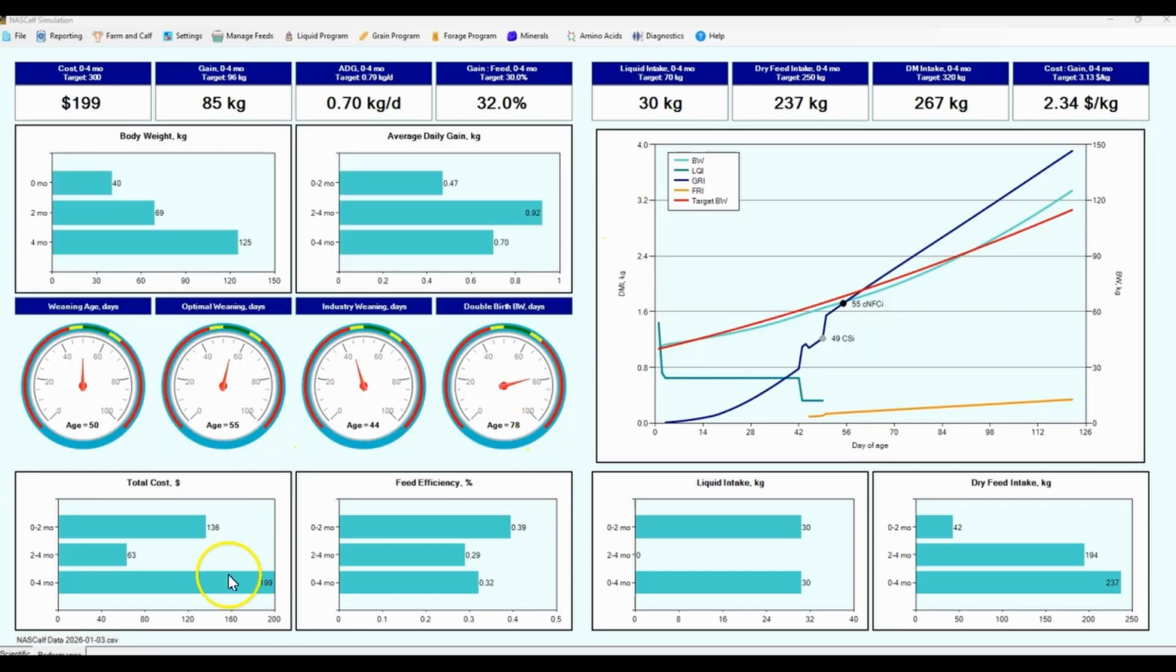On the performance screen, we can see the total liquid intake is about 30 kilograms of dry matter from birth through 2 months of age. No liquid is fed during the second 2 months of the simulation. NASCAF uses this milk intake to estimate dry feed intake from grain and forage. Now let's move to the grain program. Here we're feeding a starter and a grower.